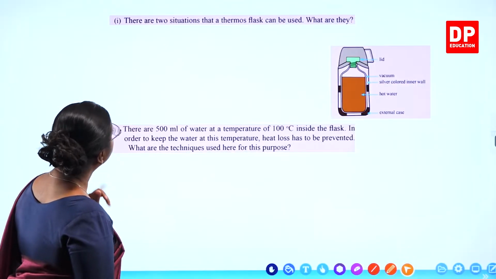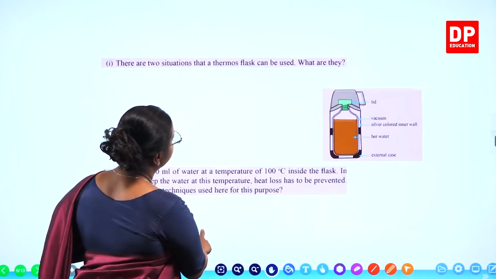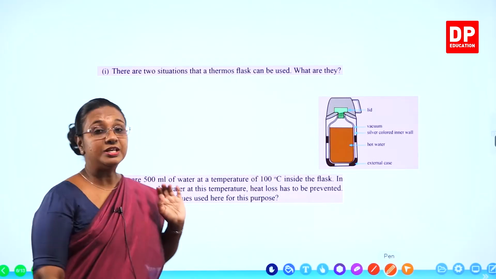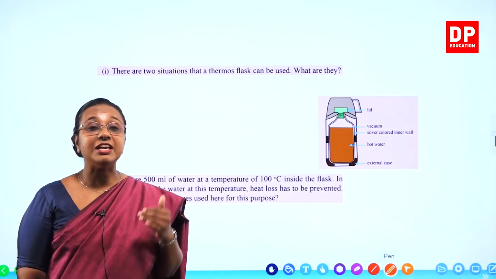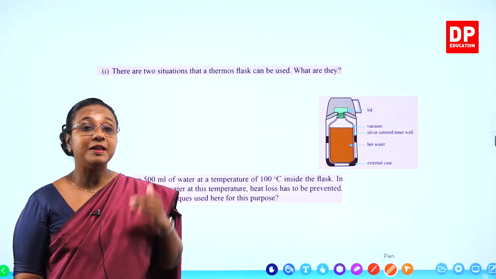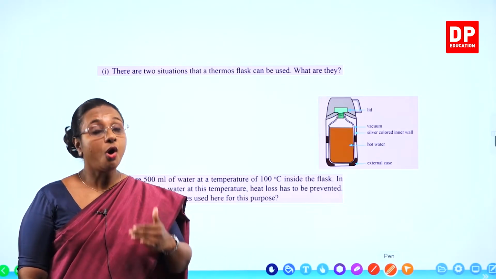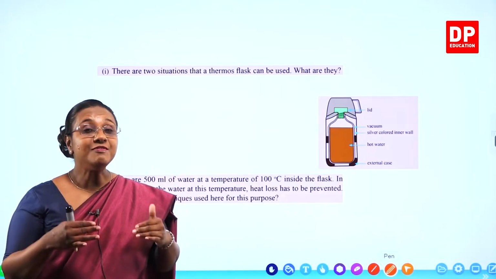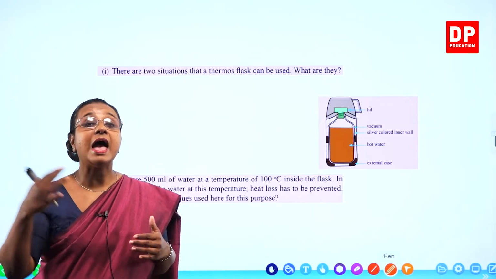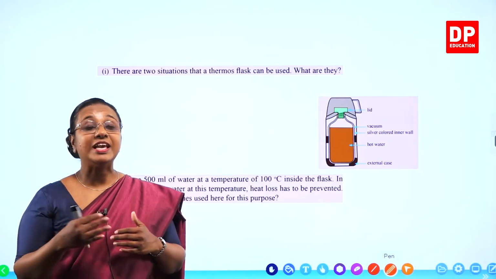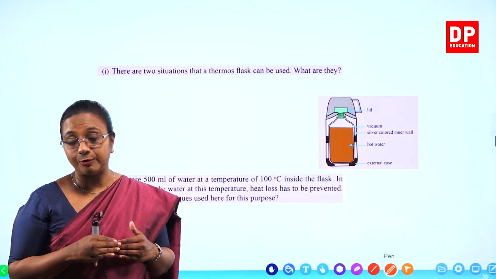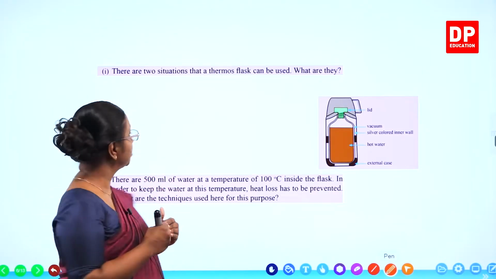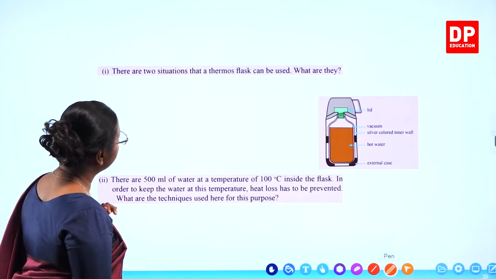The first question. There are two situations that a thermos flask can be used. What are they? What are the two situations? So you all know, students, we can have a hot liquid inside and we can maintain the temperature of the hot liquid, preventing heat loss to the environment, or else we can store cool liquids inside that. Say a cool drink, and we can prevent the liquid from absorbing heat from the environment. So we can maintain the temperature of the cool liquid as well. So two instances, either hot liquid can be stored or cool liquids can be stored.